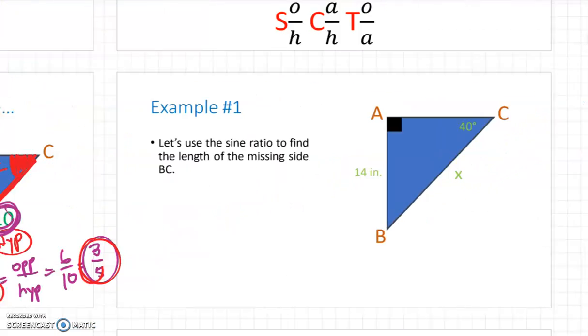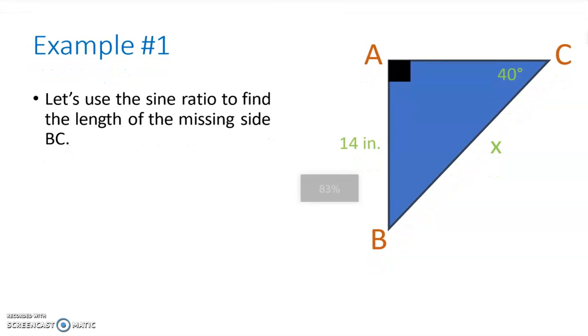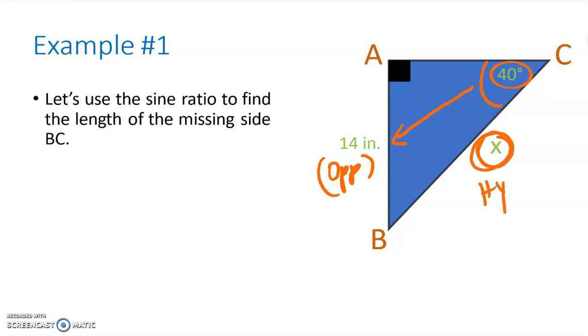Let's keep on moving. Let's do a couple more specific examples. Copy these into your notes, pause the video and rewind as much as you need to. So it says, let's use the sine ratio to find the length of missing side BC. So we're going to use this 40-degree angle right here that's given to us, and we're going to use the sine ratio because the side that's given to us is the opposite side to 40 degrees, and the side in which we are solving for is x, which is the hypotenuse of the right triangle. So since we're given the opposite side and we're solving for the hypotenuse, we want to use the sine ratio.